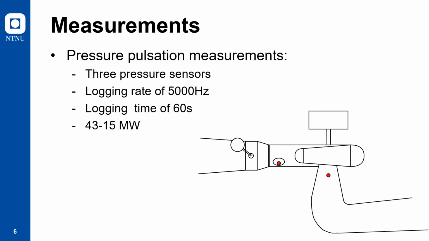The pressure pulsation measurements were done with 3 sensors mounted as illustrated in the figure. There was one mounted at the inlet and 2 on the draft tube. They were mounted 180 degrees apart. They measured with a logging frequency of 5000 Hz and the logging time was set to 60 seconds. The measurements were done on 8 operating points between 43 and 15 megawatts.